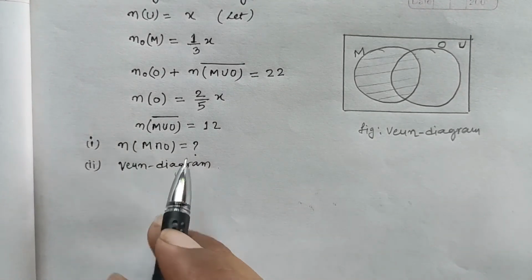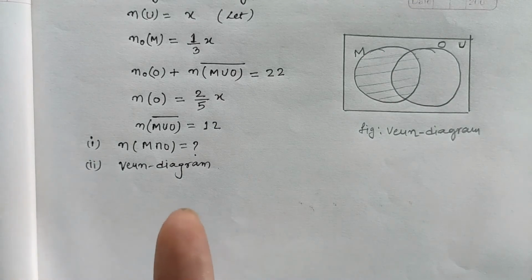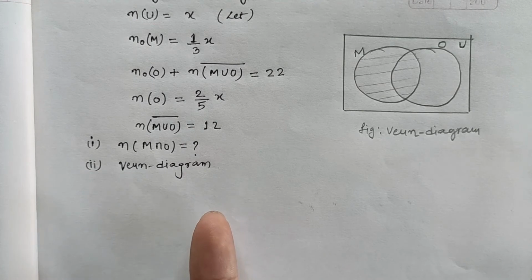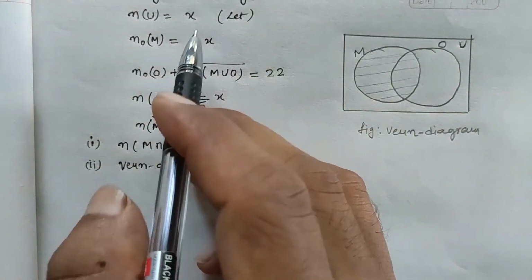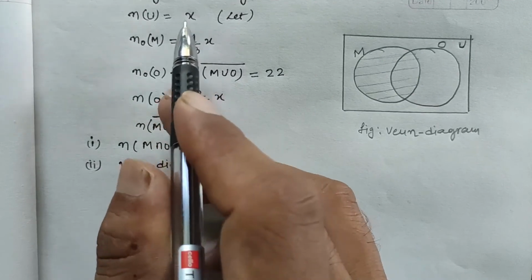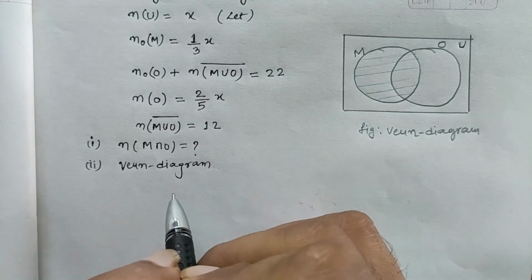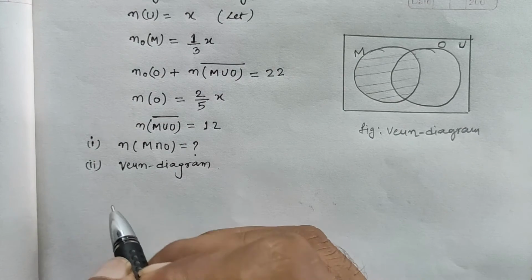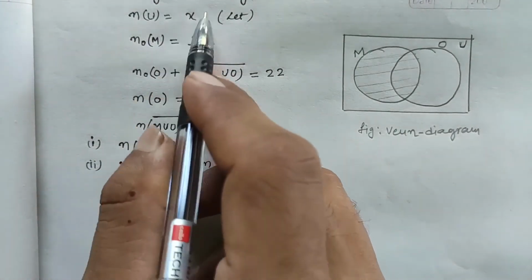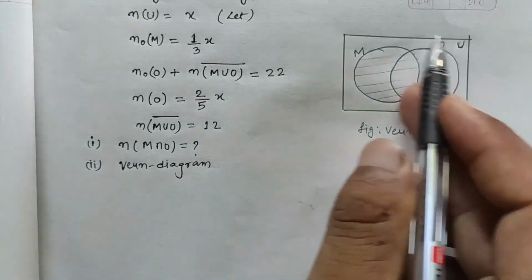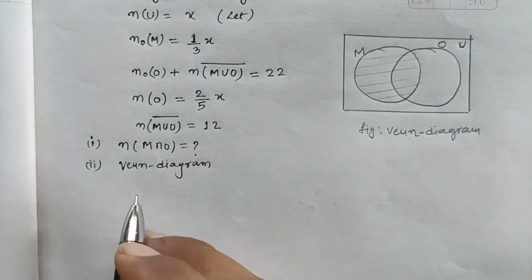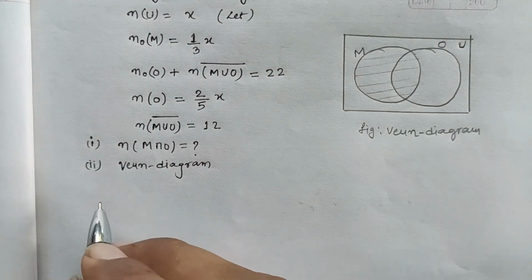To find the intersection, we have to know the union, or you can say we have to find the total number first. If you find the total number, then we can get the intersection easily. Without knowing this, we cannot find the intersection, because we don't know the total. So let's see how you can find the intersection.